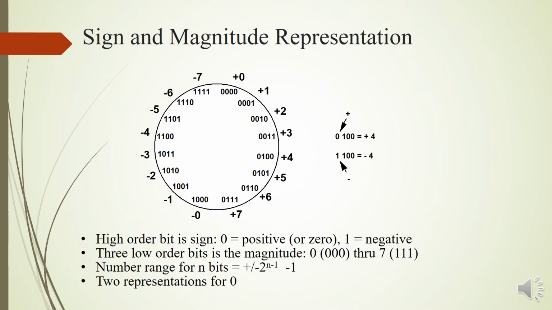Now we'll analyze sign and magnitude representation of a binary number in a computer system. Consider a 4-bit number 0100, which is equal to plus 4. Here the MSB bit 0 represents the sign of the number and the remaining 3 bits represent the magnitude of the number. Similarly, 1100 is equal to minus 4, where the MSB bit 1 represents the negative sign. The remaining 3 bits, 100, give the magnitude of the number, which is equal to 4.